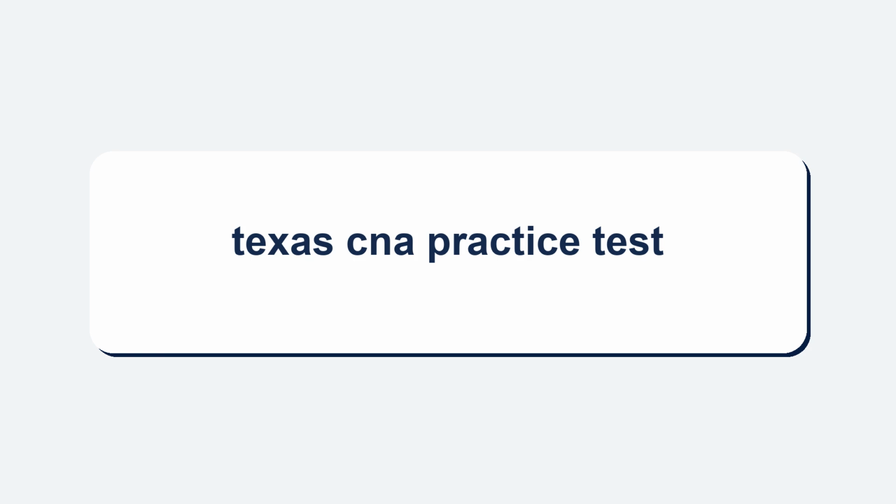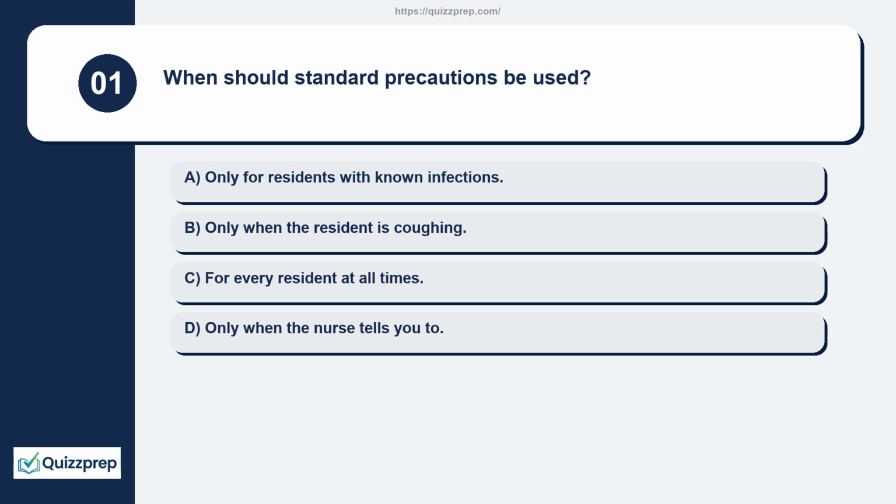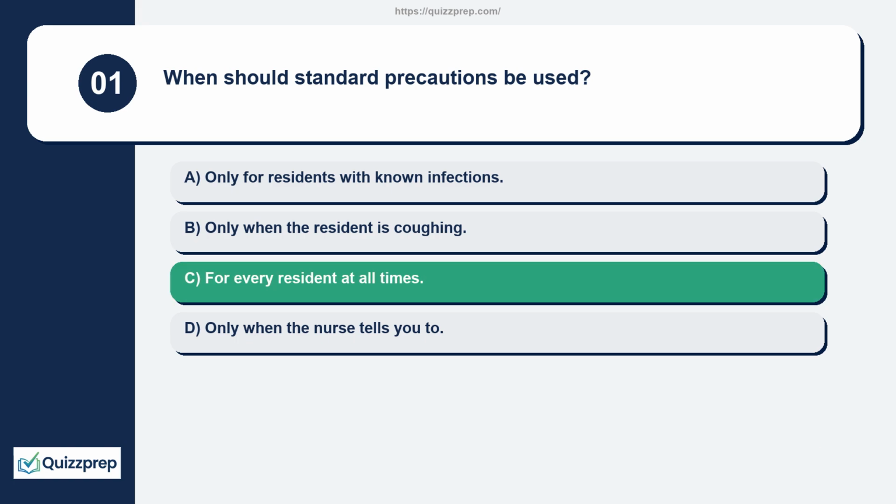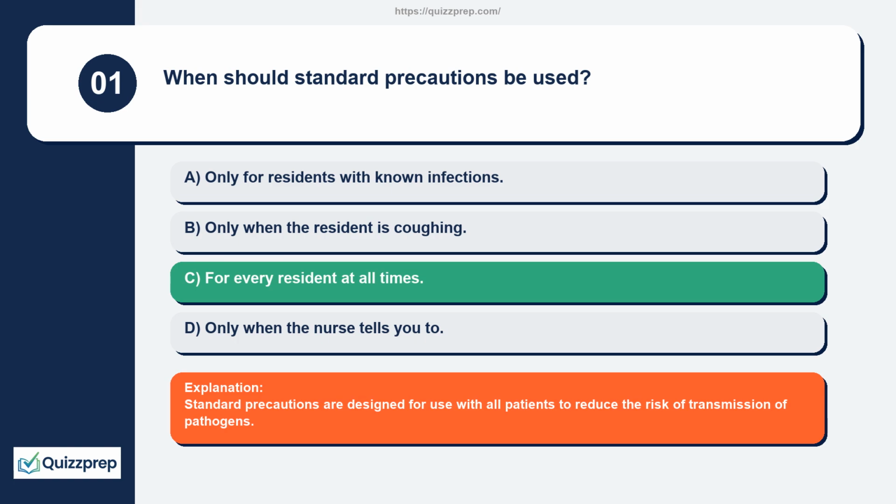Texas CNA practice test. Question 1. When should standard precautions be used? Only for residents with known infections. Only when the resident is coughing. For every resident at all times. Only when the nurse tells you to. Standard precautions are designed for use with all patients to reduce the risk of transmission of pathogens.